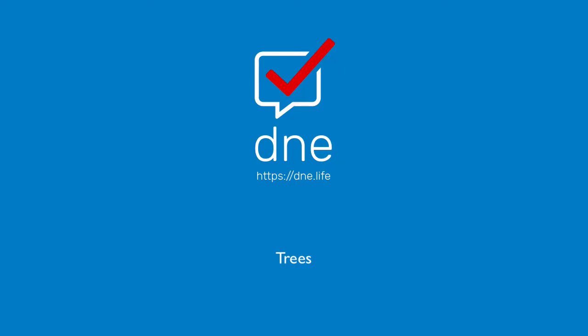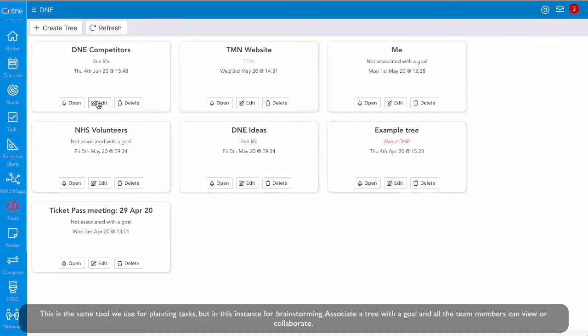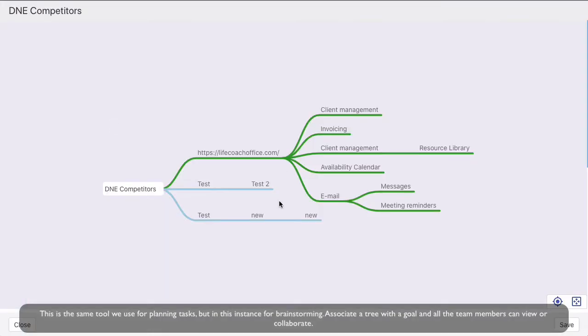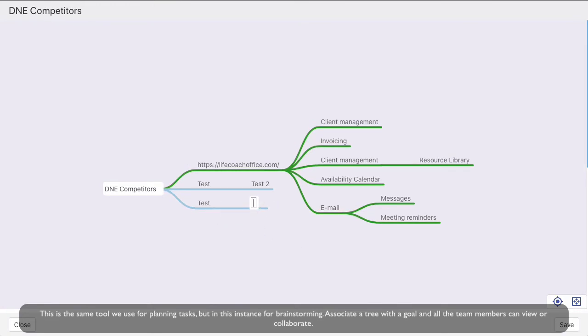Trees. This is the same tool we use for planning tasks, but in this instance for brainstorming. Associate a tree with a goal and all the team members can view or collaborate.